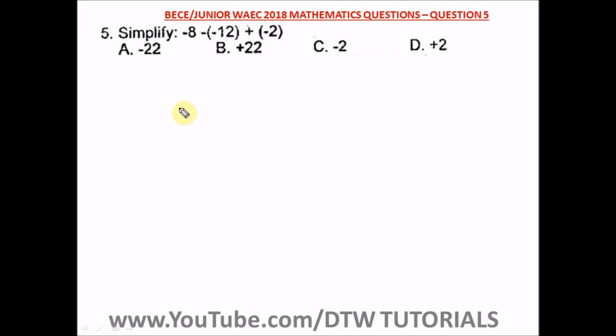Question 5 of the BECE Junior WAEC 2018 Mathematics Past Question, that's your OBJ question 5. It says simplify this. So we now have to play around with signs. I hope you remember our signs. When you have a negative multiplying a negative, you're going to get a positive. A negative multiplying a positive gives a negative. A positive multiplying a negative is still a negative. And a positive multiplying a positive gives a positive.